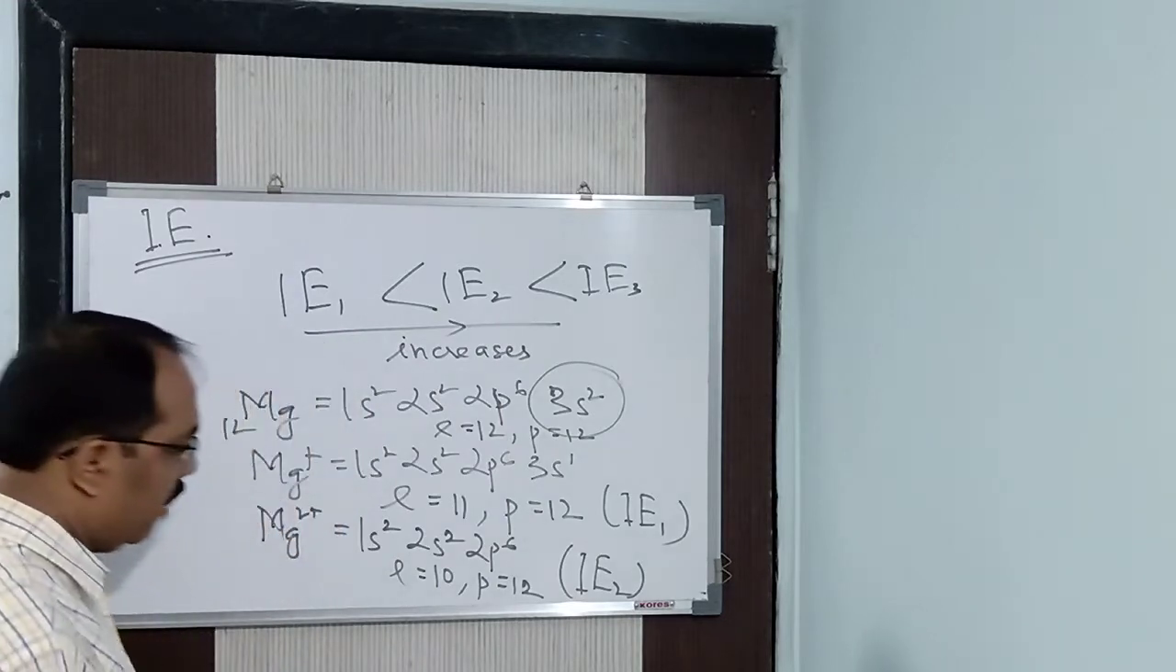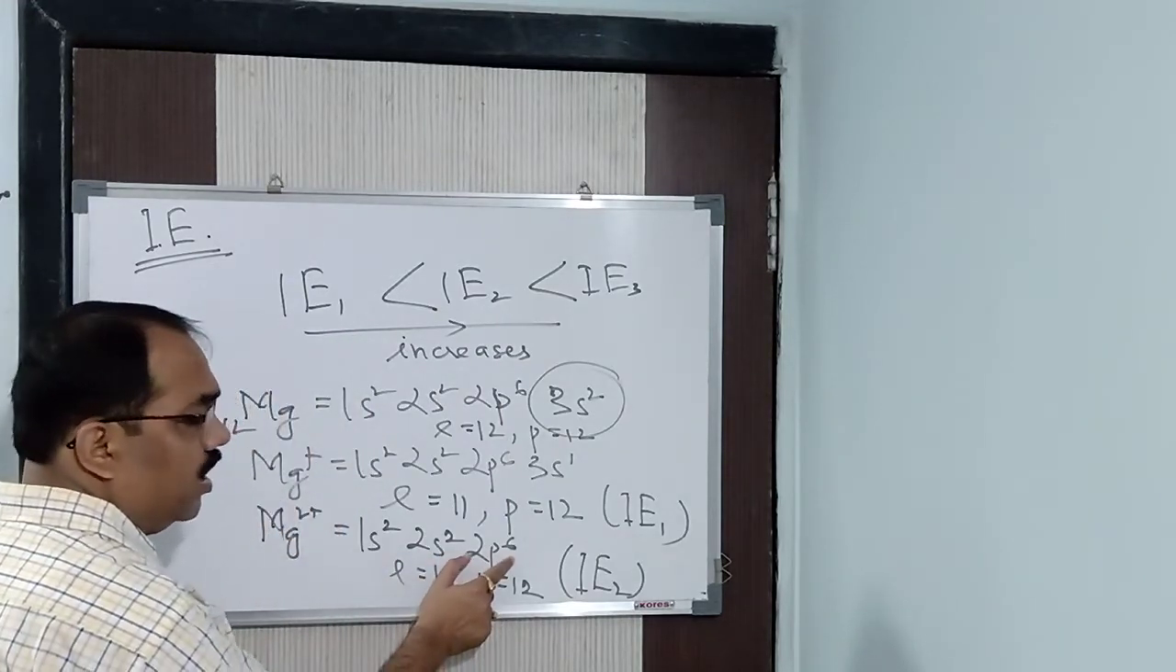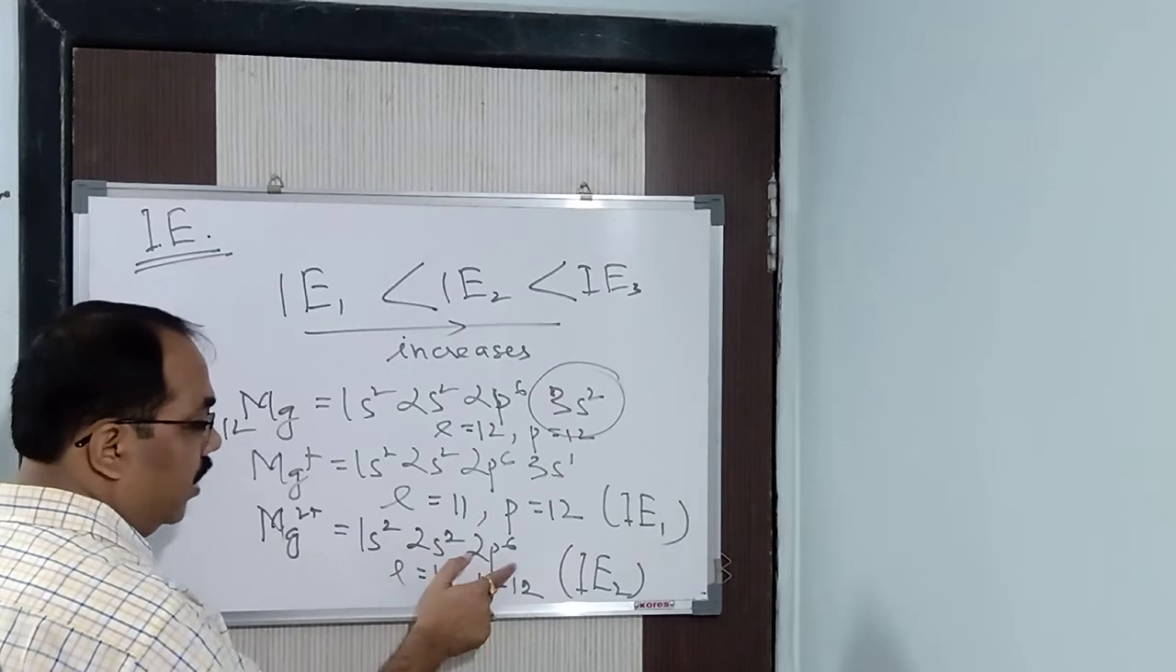Now here you can see one thing I want to explain. Here it attains the electronic configuration of the nearest noble gas. Whose? It is that of neon.